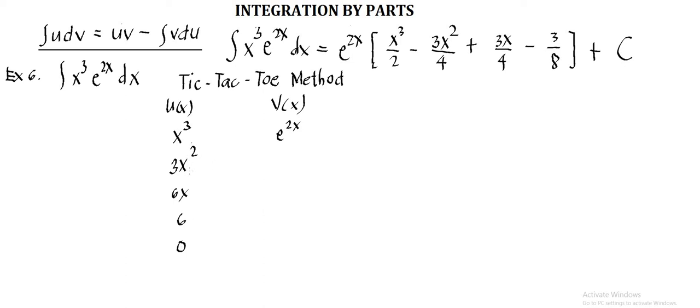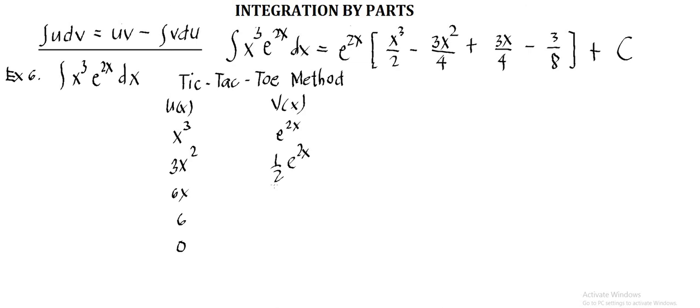Kung ilang beses tayong kumuha ng derivative dito sa u of x, mag-i-integrate naman tayo sa v of x ng ganun din kadaming beses. So, ilang beses ba tayong kumuha ng derivative dito sa u of x natin? So, 1, 2, 3, 4. So, 4 na beses. So, 4 na beses din tayo mag-i-integrate dito sa ating v of x. Integral of e to the 2x ay 1/2 e to the 2x. So, ito yung una. Tapos, mag-integrate ulit tayo.